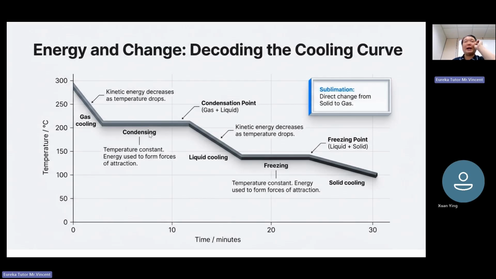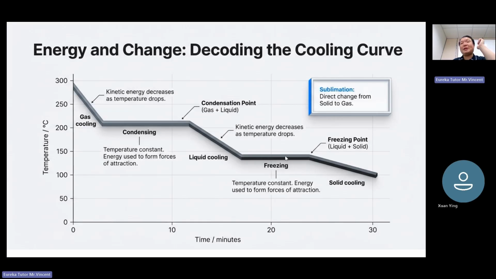Potential energy changes. Then this intersection point between the gas and the liquid state is what we call the condensation point for this temperature. And when you are going down, kinetic energy decreases as temperature drops. This is the cooling process, liquid cooling.